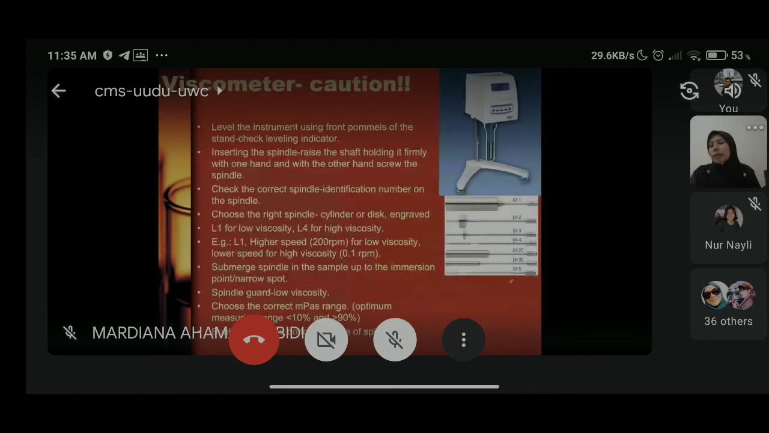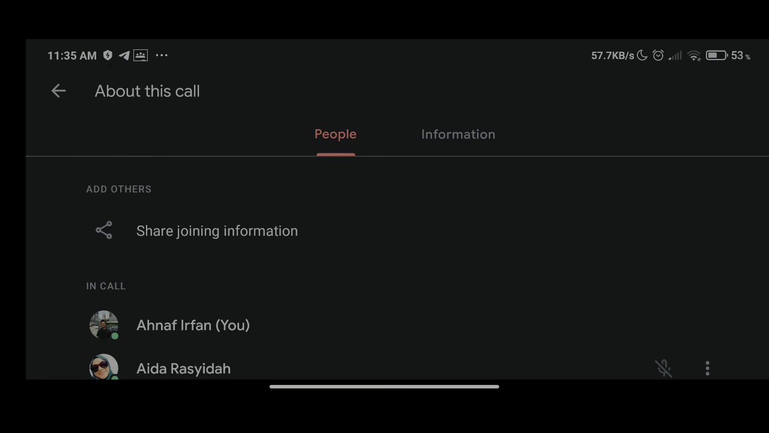Alright. This particular slide is meant for the viscometer that we have in the lab, if I'm not mistaken, because I have not been in the lab for several years. I think this is the procedure of how you need to use the viscometer in the lab in UiTM Kuala Pilah. Because in UiTM Kuala Pilah, we don't have a Brookfield viscometer. We have a viscometer that is made in Korea.